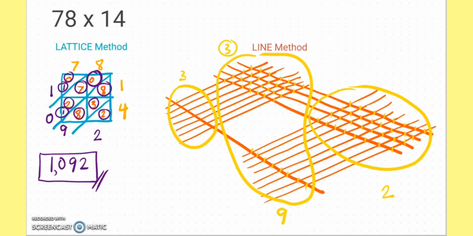So here, how many intersection points? 2, 3, 4, 5, 6, 7 plus the 3 earlier. So there's 10. So if we write the numbers accordingly, we have 1092. So 1092 as our product using the line method.